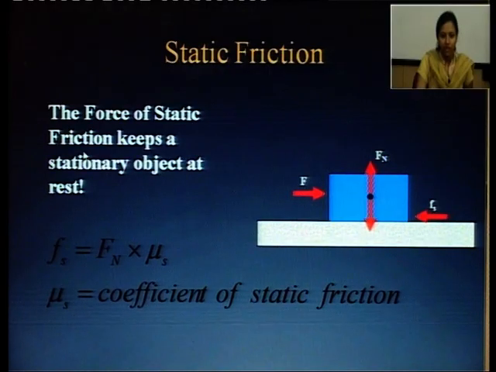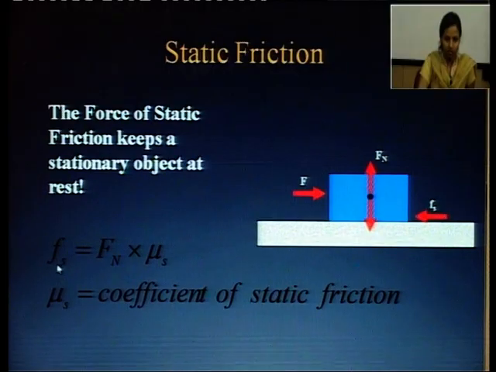The force of static friction keeps a stationary object at rest. Fs is equal to Fn into mu s. Fs is static friction, Fn is the normal reaction and mu s is the coefficient of static friction. So we can easily determine mu s from this formula. Fs is equal to Fn into mu s, where Fs is the force of static friction, Fn is the normal reaction which is exerted by the earth, and mu s is the coefficient of static friction.